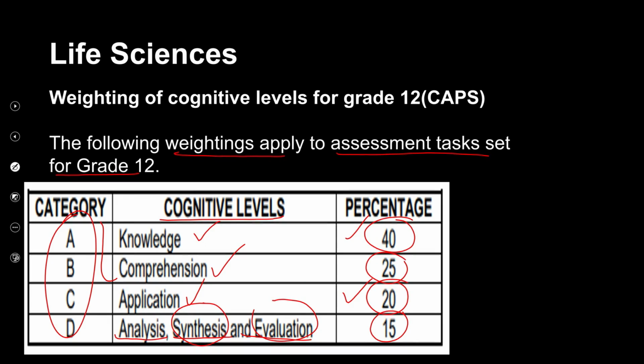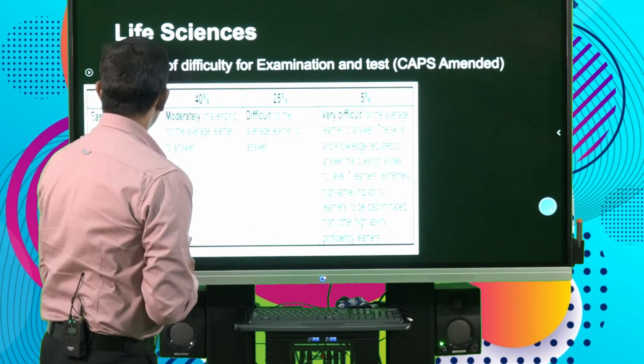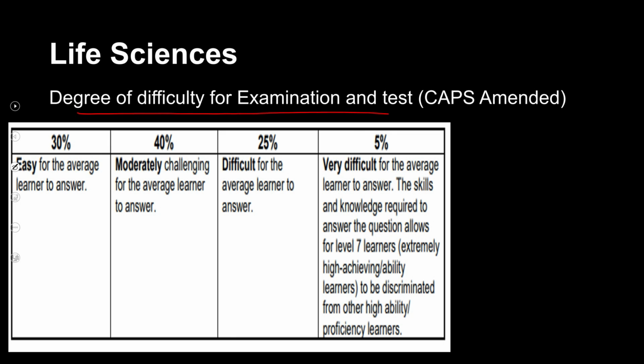So in many ways, the paper is well balanced, again, giving many individuals a chance to be able to score well, provided that you've prepared for these papers. And as I mentioned, the degree of difficulty is set based on the CAPS amended document, and this is what we look at. So 30% is easy for the average learner to answer. So 30% of your paper contains questions that the average learner will answer.